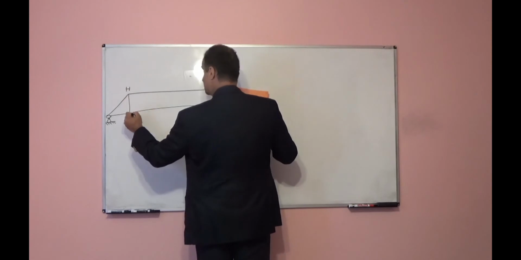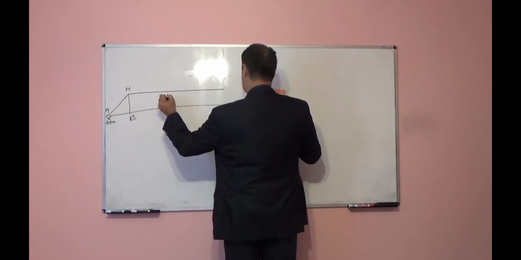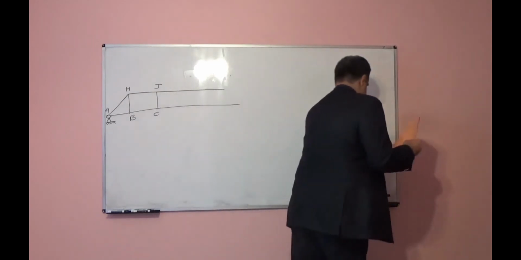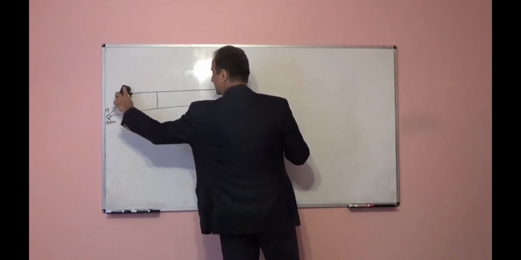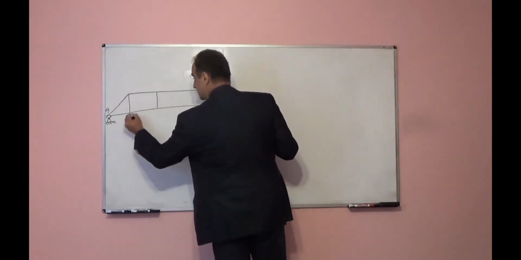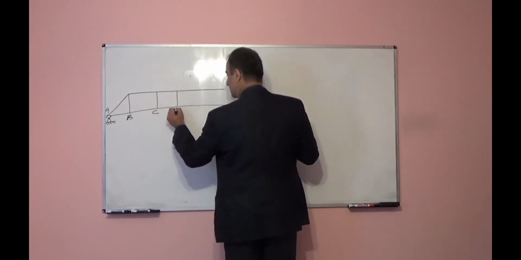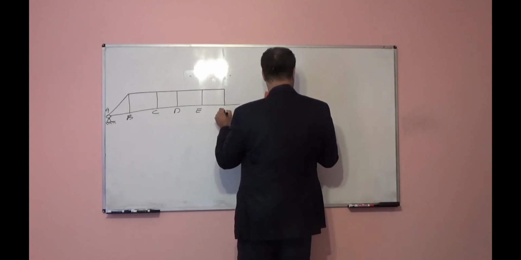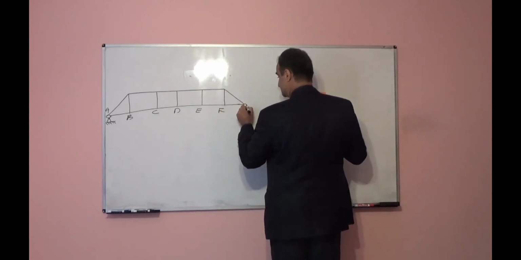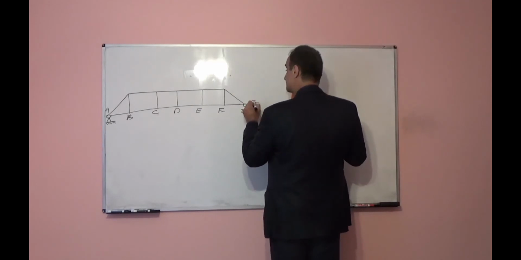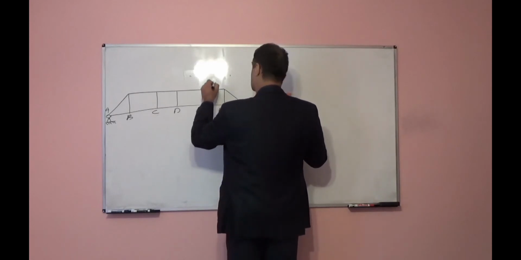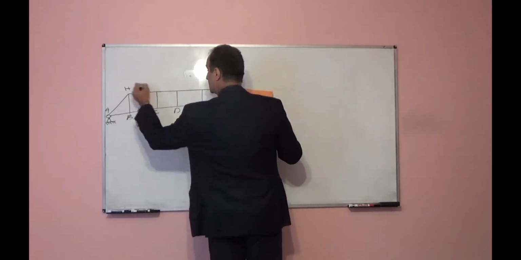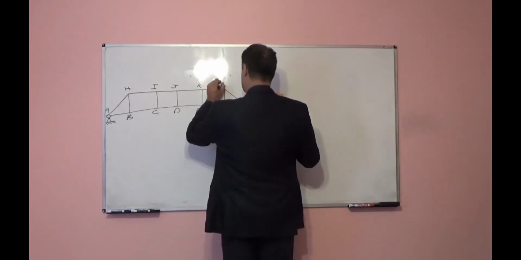H, B, A, J, C, I, C. Even I can do like this. A, B, C, D, E, F, G, H, I, J, K, L.